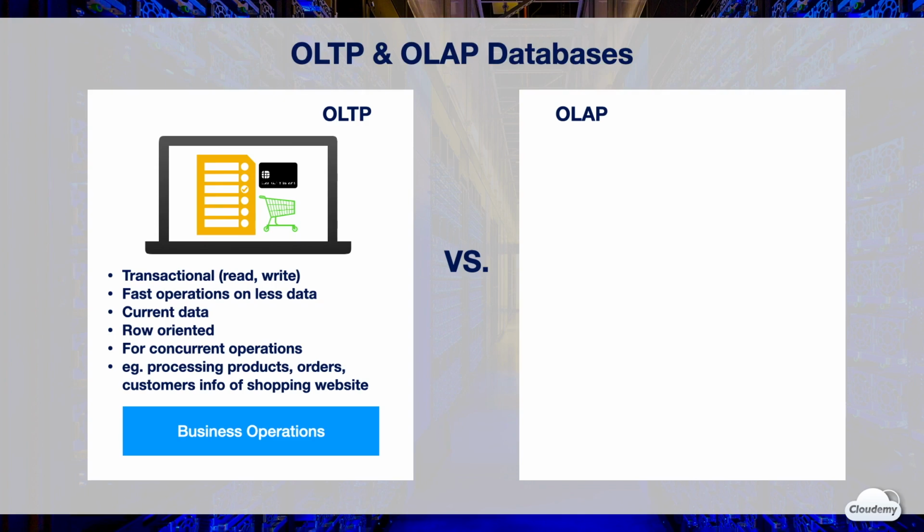Most OLTP databases have row-oriented data store architectures, optimized for multiple concurrent operations. OLTP databases are widely used for e-commerce applications, web apps, and gaming applications. For example, you have an online shopping website. You can use an OLTP database to store products, orders, and customer information. Operations like adding new products, updating customer information, and processing orders are online transactional processes. These operations are performed frequently on a small amount of data.